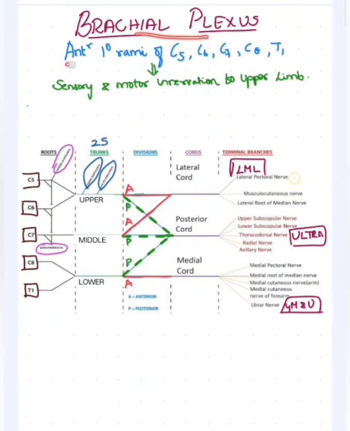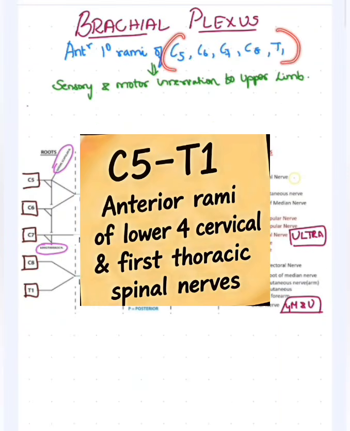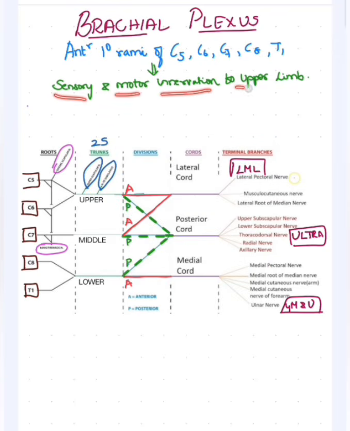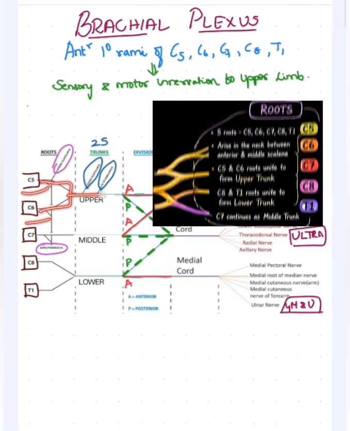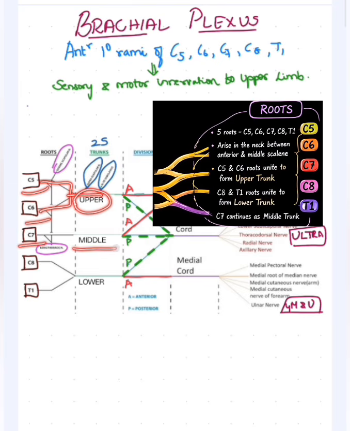The brachial plexus is formed by the anterior primary rami of C5 to T1 nerve roots. They give sensory and motor innervation to the upper limb. Roots, trunks, divisions, cords, and terminal branches. Remember it as "real tough dudes carry books." The C5 and C6 nerve roots join together to form the upper trunk, whereas C7 continues as the middle trunk, and C8 and T1 join together to form the lower trunk.